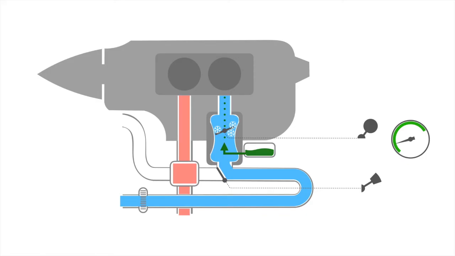Ice formation in the carburetor can be observed by rough engine running, lowering of the engine power, and subsequently a total engine failure.